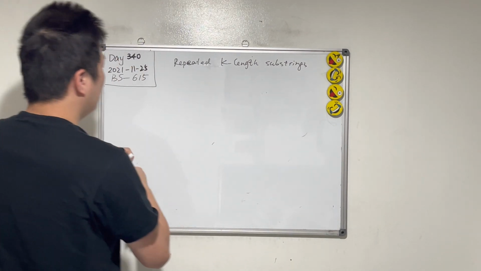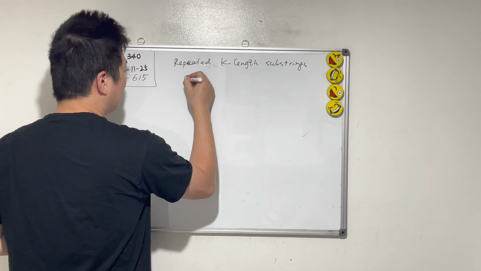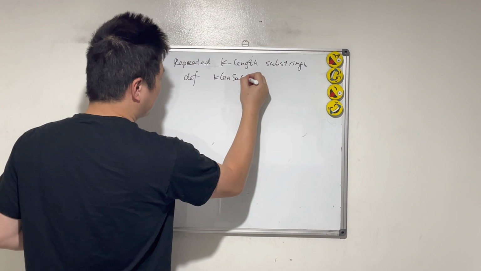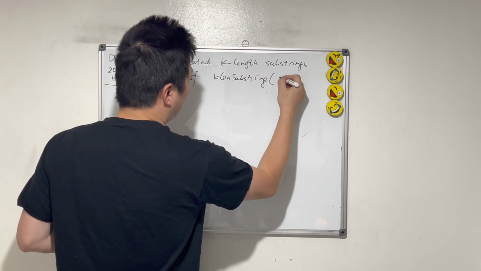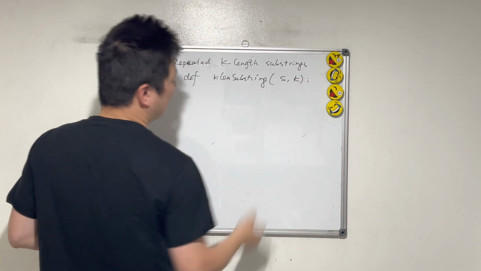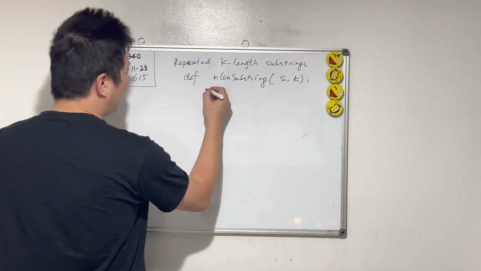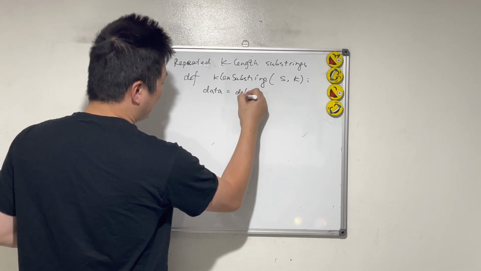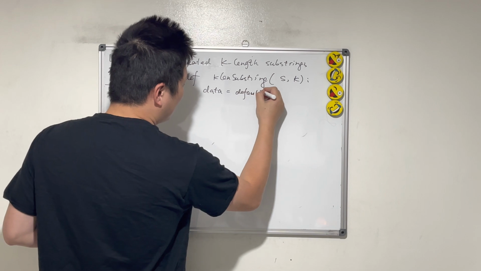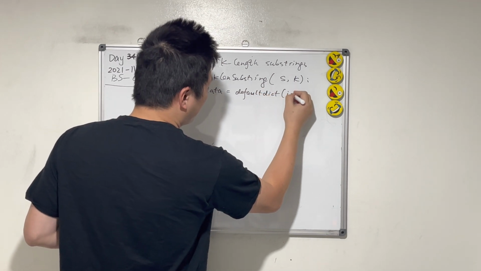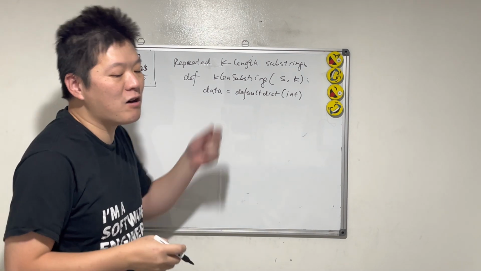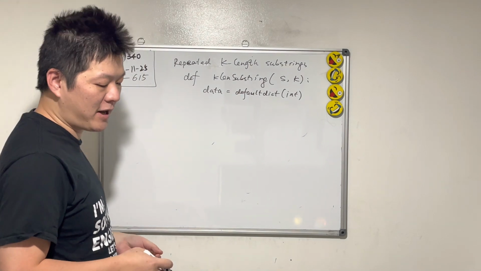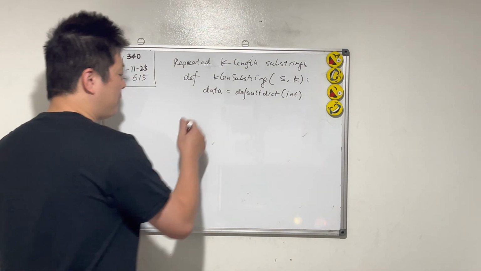Okay, define the k-length substring function. We need S and we need K. Now we have this data: data equals a default dictionary, and the type is integer, because we are counting the substrings and the number of times they appear. Can you tell me what to do next?